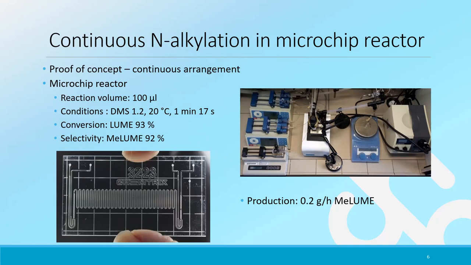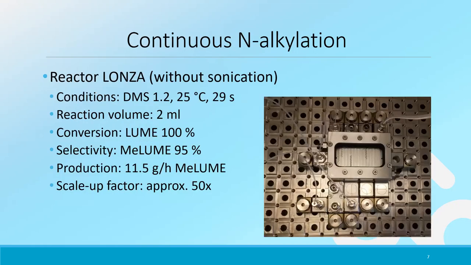The production is only 0.2 gram per hour, but the reaction can be performed in continuous arrangement. So we tried scale up, and this is our new apparatus with the Lonza reactor here. The production increased to 11.5. The reaction volume is 2 milliliters, and conversion was total, which was very good, and selectivity 95%.